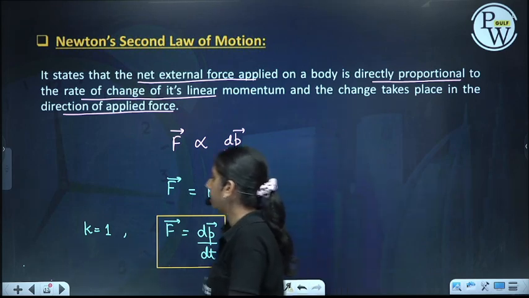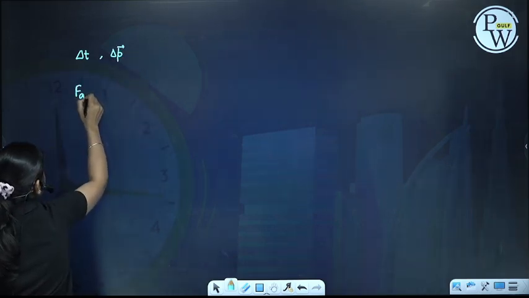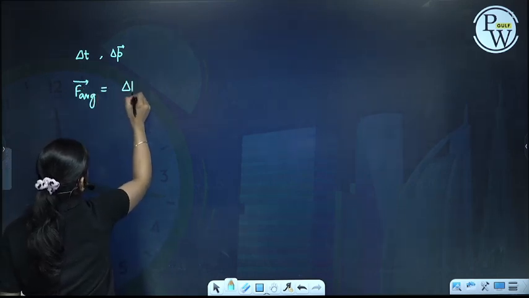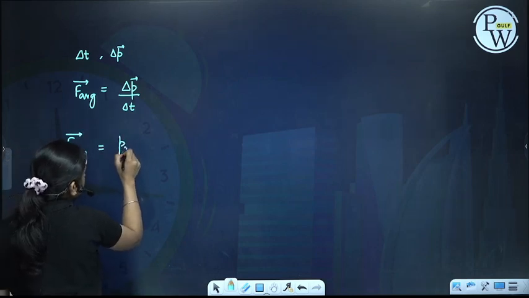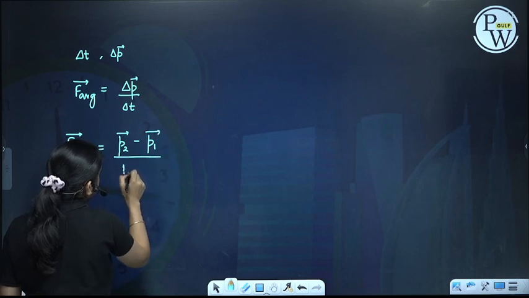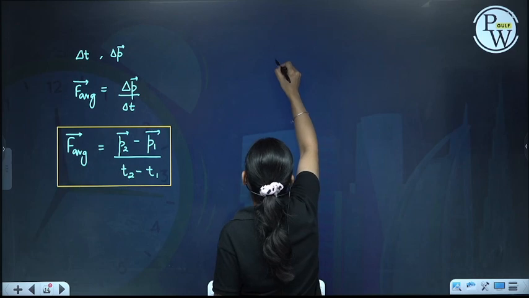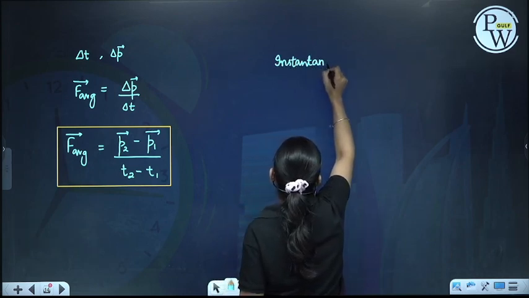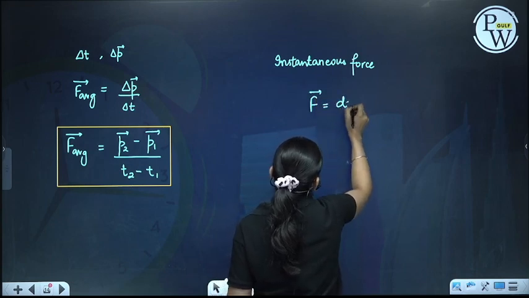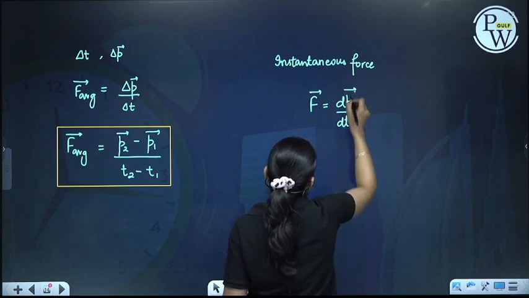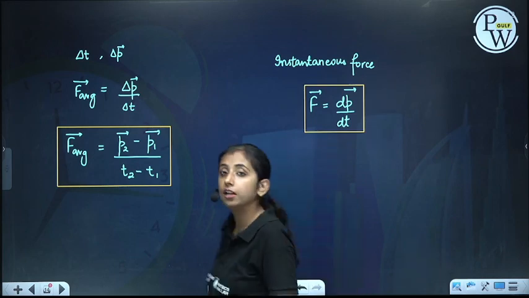Now if my body in delta t time has its linear momentum change by delta p, what is the average force acting on the body? Average force acting on the body will be equal to delta p by delta t. Or we can also write it as average force on the body is equal to p2 minus p1 divided by t2 minus t1. This is my average force acting on the body. And for instantaneous force, we have force equal to dp by dt. This will be my instantaneous force acting on the body.